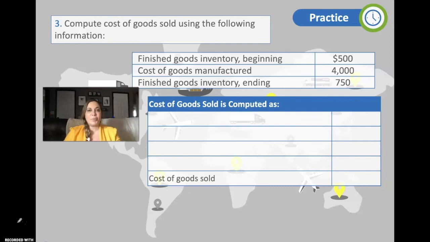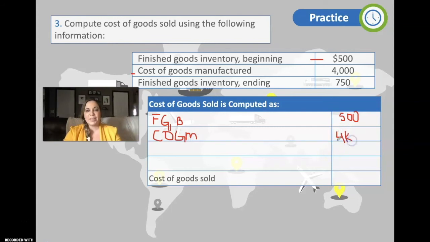The first item was the finished goods inventory, the beginning balance. We're going to take that and add that to the cost of goods manufactured. Let's write this in. I'm just going to abbreviate finished goods and a little b for beginning. I'm not going to write the whole thing out. And that's 500. This is pretty easy. All the numbers are given to you. Like I said, we're going to add cost of goods manufactured to that number. Cost of goods manufactured of 4,000.